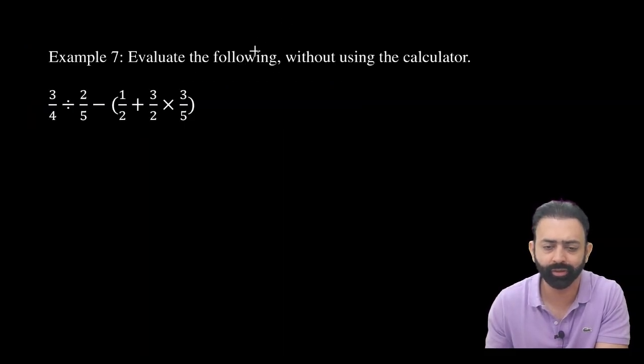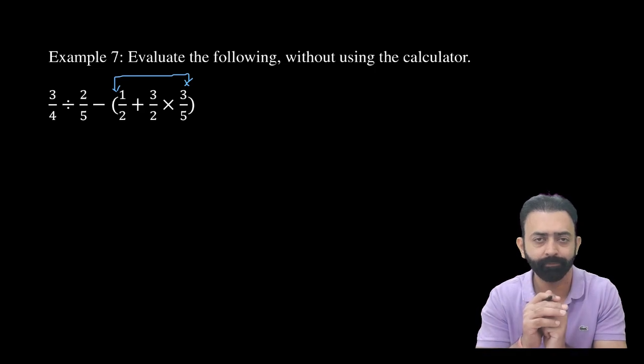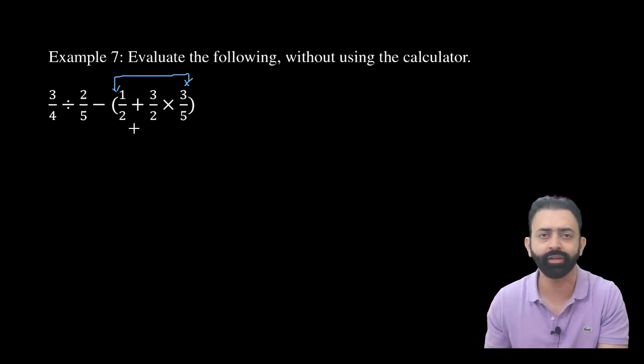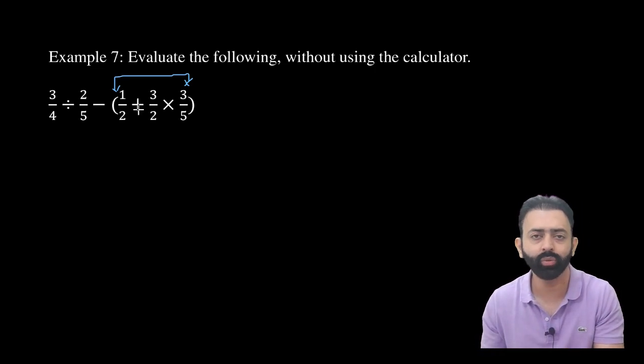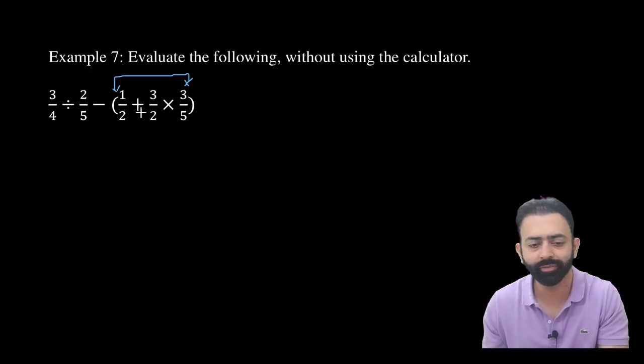For example, evaluate the following without using the calculator. As you can see here, we have brackets, we have division, and we have multiplication also. The first step is to deal with the bracket, so we go inside the bracket. Once inside, we see there are two operators: one is addition and the second is multiplication. What is the order of operation we will follow? We will first solve the multiplication part.